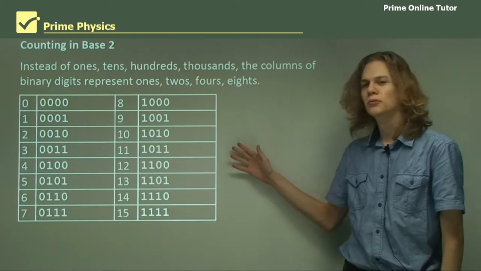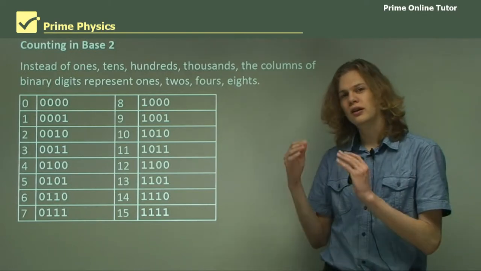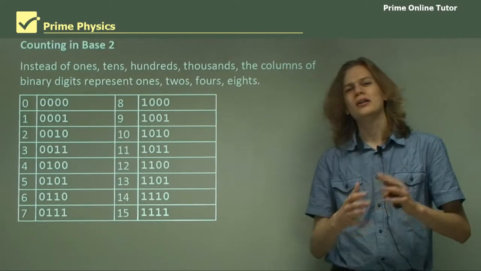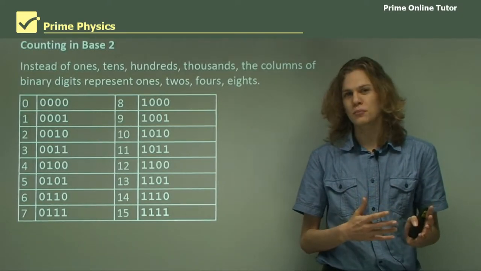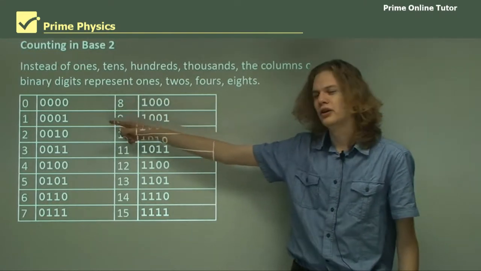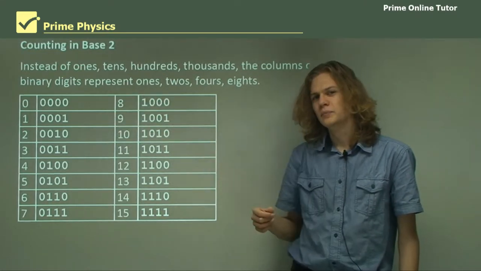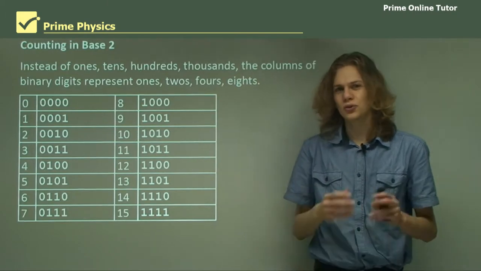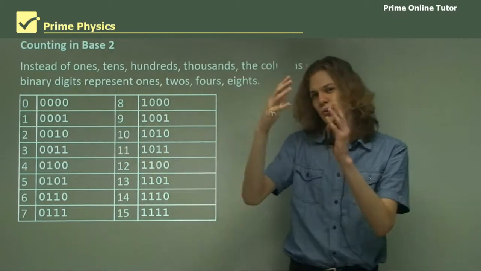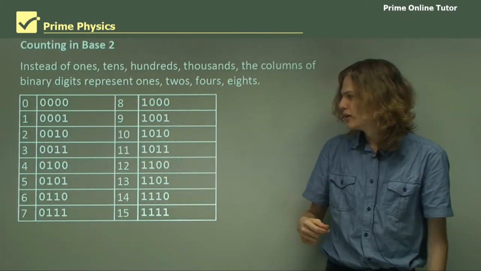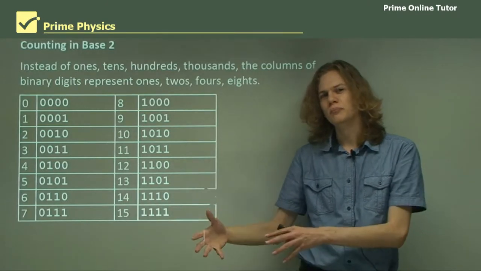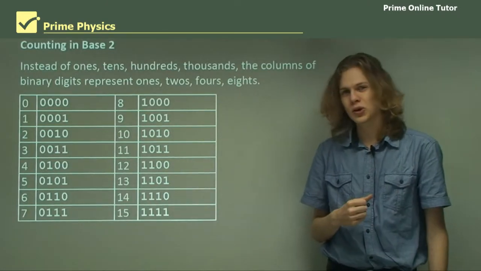We can see a table showing some conversions between base 10 numbers, which we're used to, and base 2 numbers, or binary numbers. So you can see right away that 0 and 1 are going to be the same. But remember, we don't have a separate digit for 2. Instead, we put a 1 in the 2s column. We can see that we're going to move up through the columns very, very quickly.